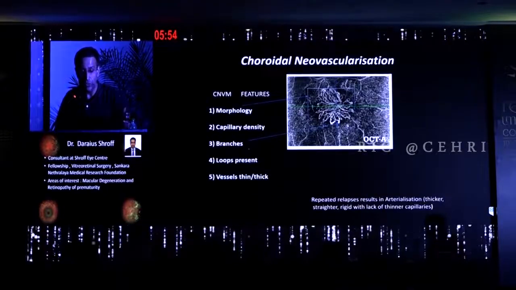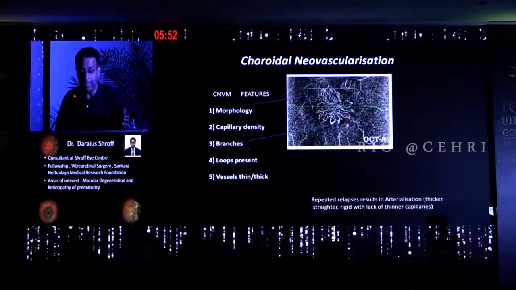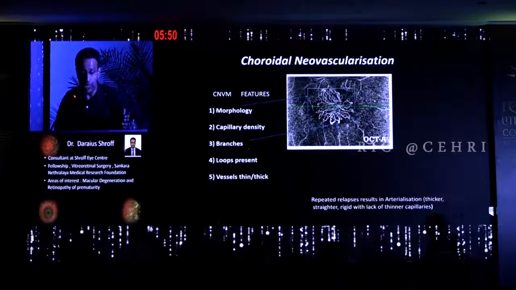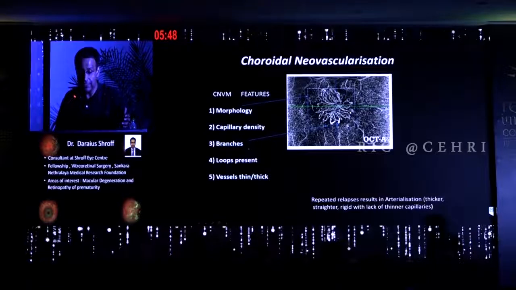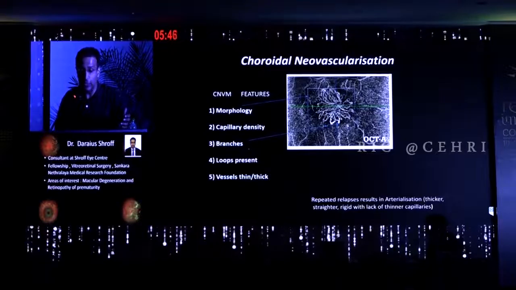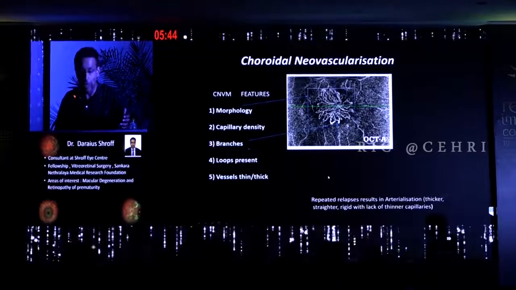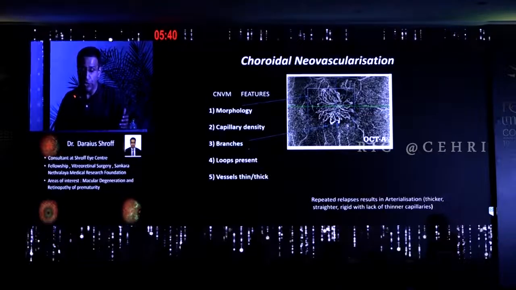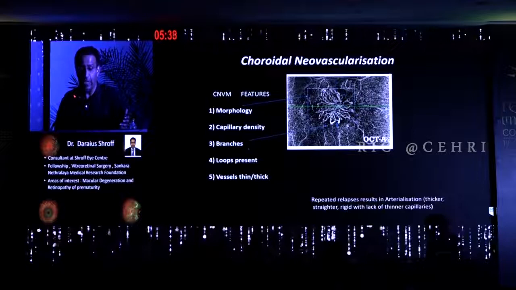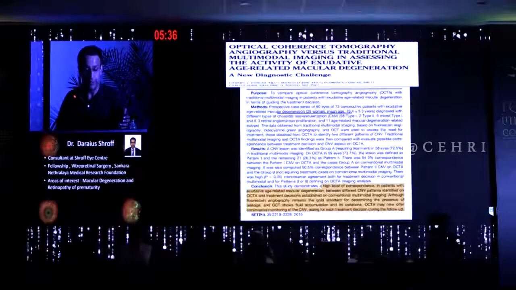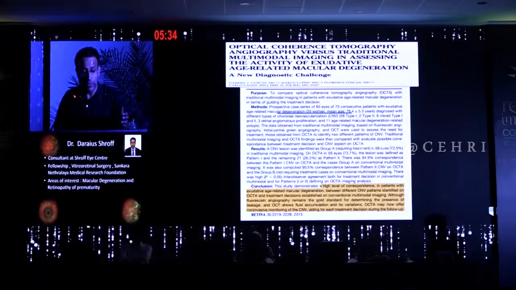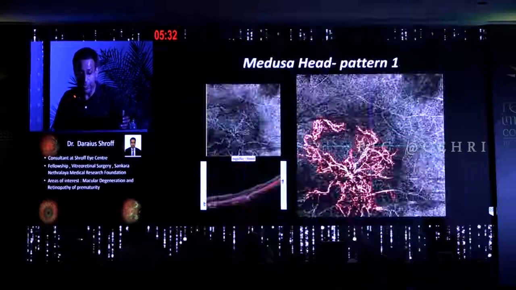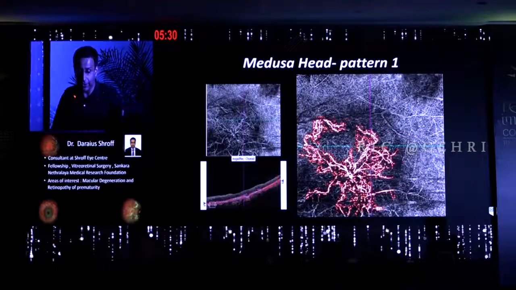So this is one of the lesions. You can see first you look for the morphology, the capillary density, look for the branching, look for loops, and see if the vessels are thin or thick. And of course, Dr. Spaide has described beautifully about how the repeat relapses cause arterialization, where you get thicker vessels as you keep on going on with the treatment. So this was the article by Coscas, which I've already described. And these were some of the patterns we found in our collection.